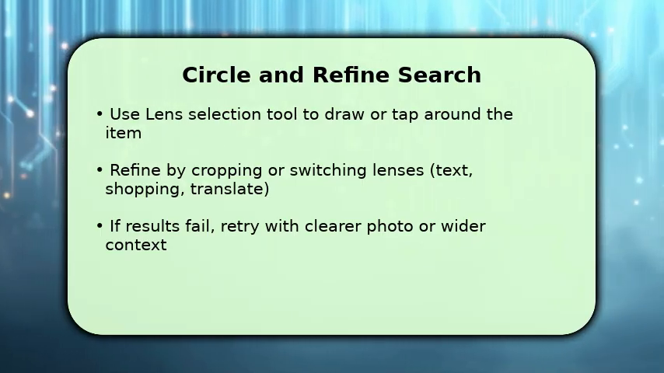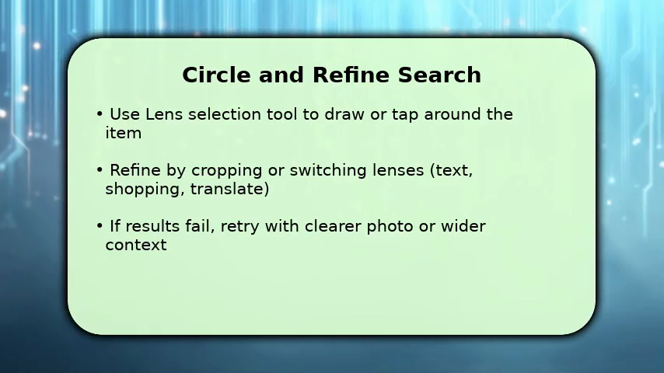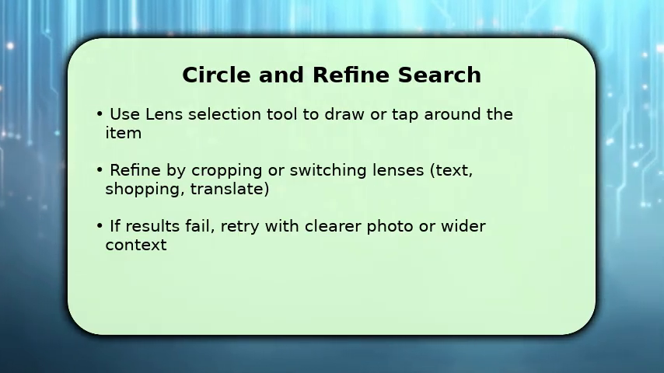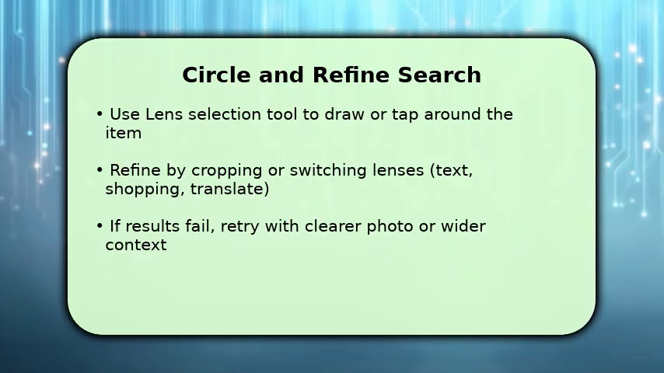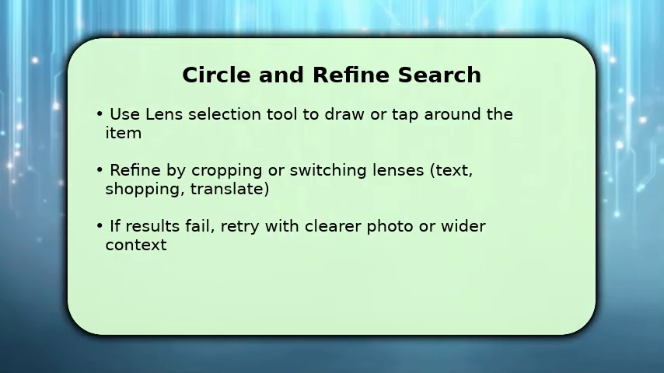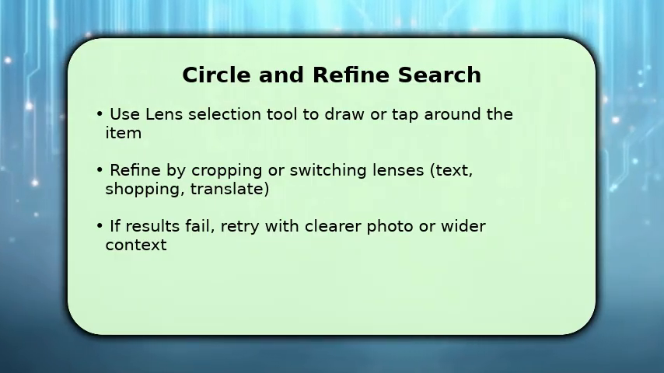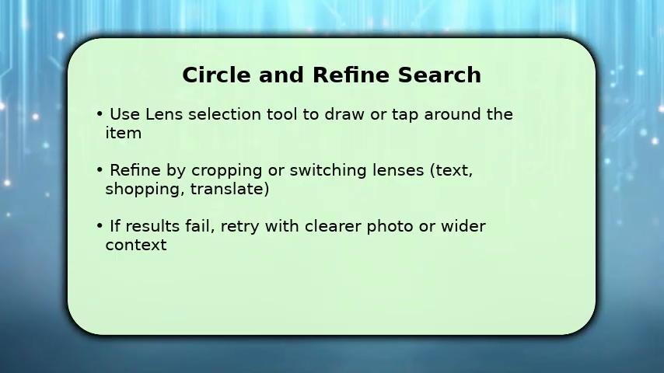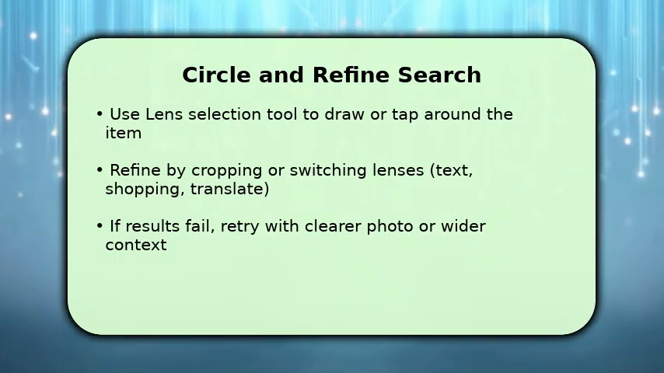If the result is too broad, refine by cropping tighter or switching Lens modes, for example, shopping for products or text for OCR. Troubleshoot by taking a clearer photo, adding surrounding context, or toggling autofocus. This fixes most recognition errors quickly.